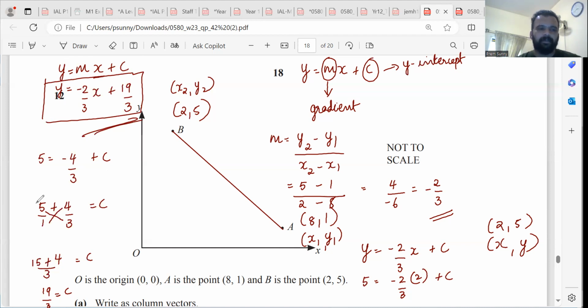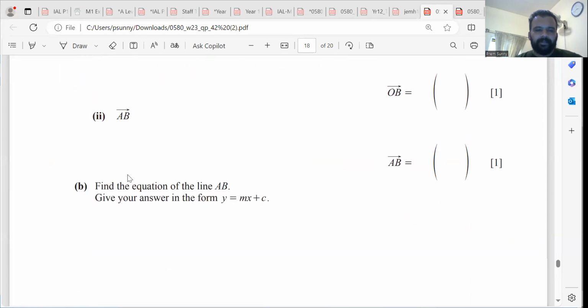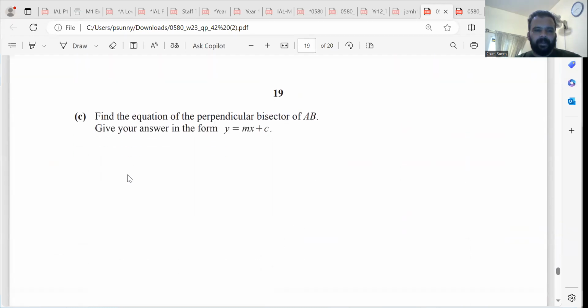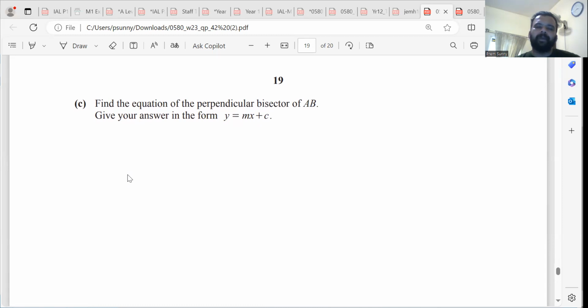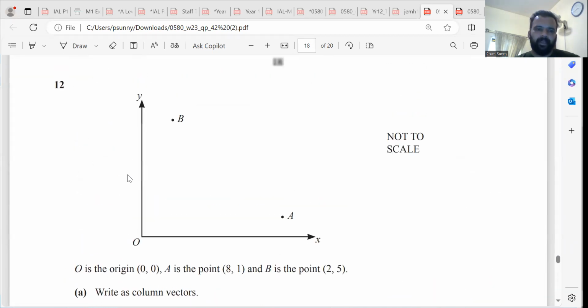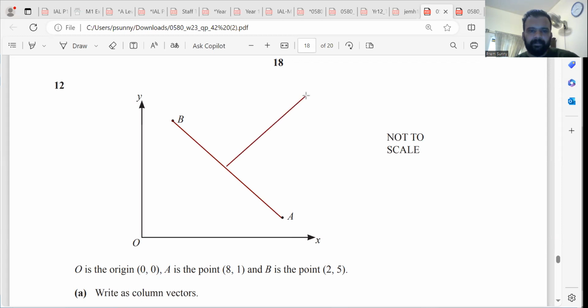Let's see the next subdivision here. Next subdivision: find the equation of the line that is the perpendicular bisector of AB. Perpendicular bisector of AB means we will be having a line passing through the midpoint of AB, and the angle formed here will be 90 degrees each. This is what the perpendicular bisector is.